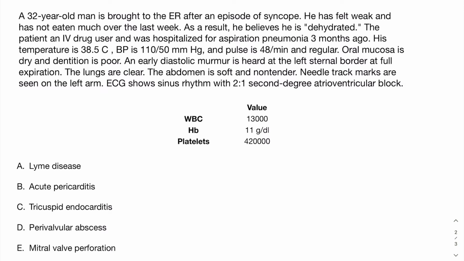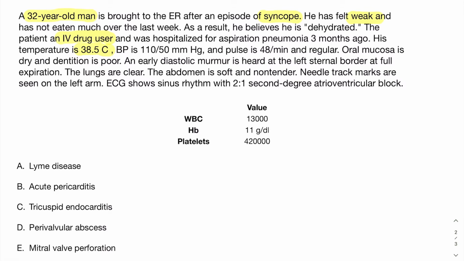Alright, so here we have a 32-year-old man that is brought to the ER after an episode of syncope. He has felt weak and has not eaten much over the last week. As a result, he believes he's dehydrated. The patient is an IV drug user. That seems like an important point, points toward infective endocarditis. And was hospitalized for aspiration pneumonia 3 months ago. Again, his temperature is 38.5.